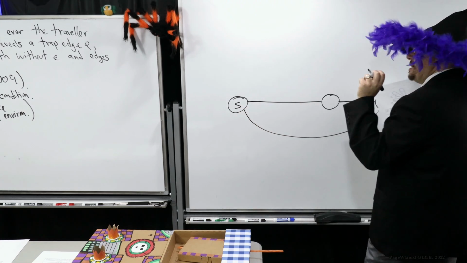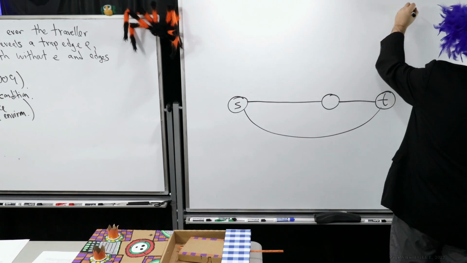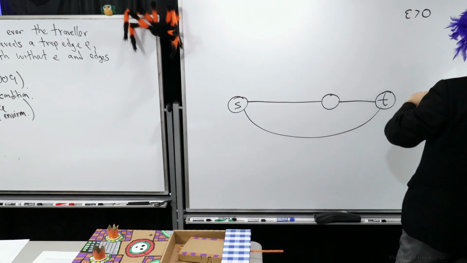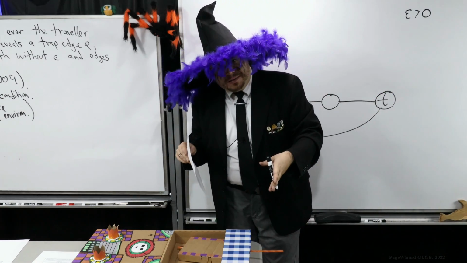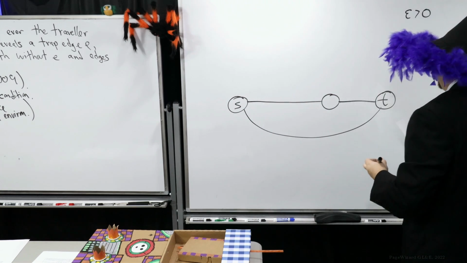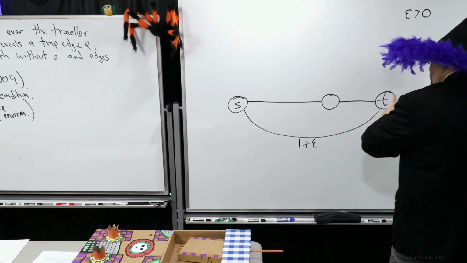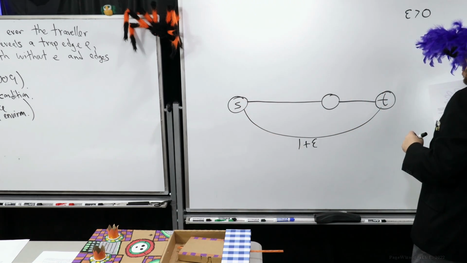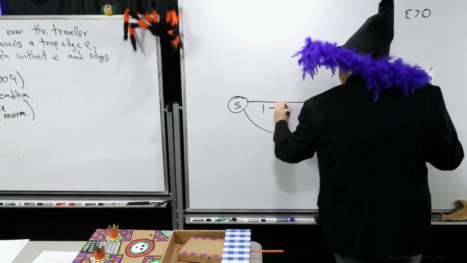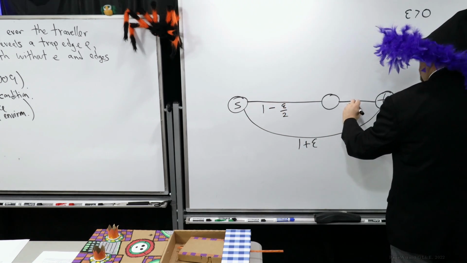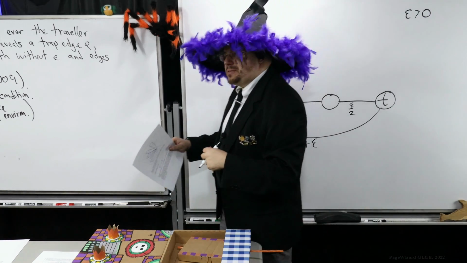So this is going to be an instance that I'm going to construct for any epsilon that is greater than 0. So just presume that there's an epsilon greater than 0. The intuition will be that epsilon is very small, but it doesn't have to be. So we're going to have an edge that goes from S to T directly, with a weight 1 plus epsilon. This edge is going to have weight 1 minus epsilon over 2, and this edge weight is going to be epsilon over 2.